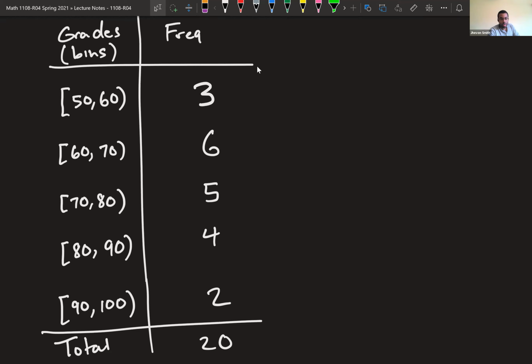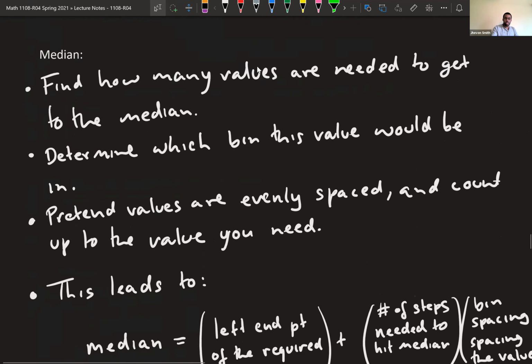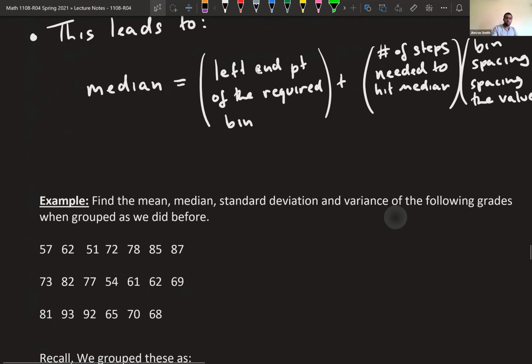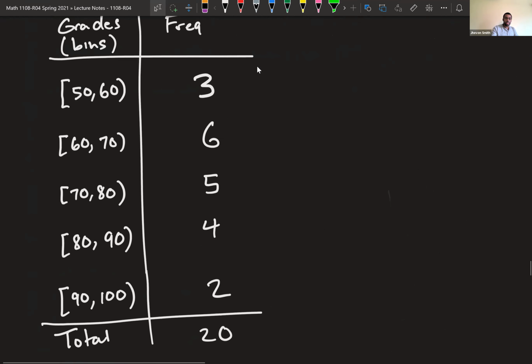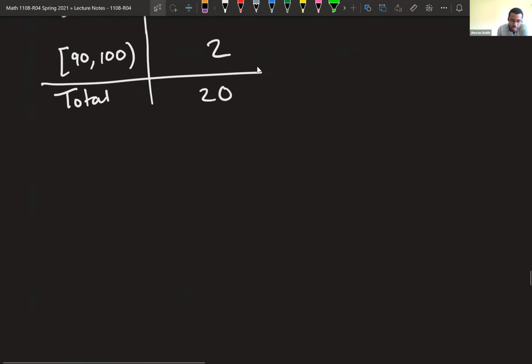What we're going to do now is find the mean, the median, and the standard deviation of grouped data. So right now I'm pretending I don't know what these specific values are. All I know is this: there are 3 values between 50 and 60, 6 values between 60 and 70, 5 values between 70 and 80, 4 values between 80 and 90, and 2 values between 90 and 100. I don't know specifically what these values are, but I need to estimate the mean, the middle, and so on.